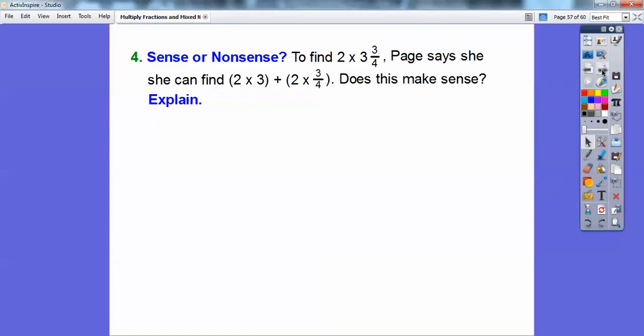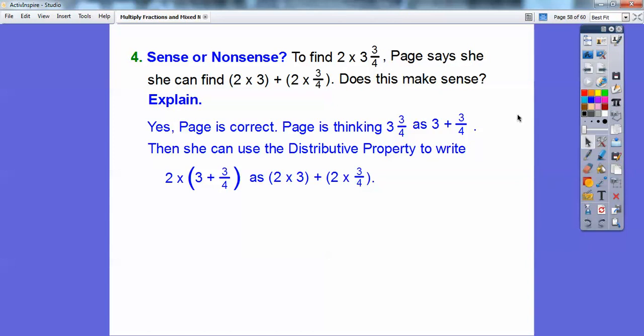Okay? All right, so does this make sense or does it make nonsense? So to find 2 times 3 and 3/4, Paige says she can find 2 times 3 plus 2 times 3/4. Does this make sense, and explain? Well, I'm going to agree with Paige, you guys, because I think Paige is on a good track right here, because she's thinking that 3 and 3/4 is the same as 3 plus 3/4. And so if I multiply 2 times 3 and 3/4, it's the same as 2 times 3 plus 3/4.